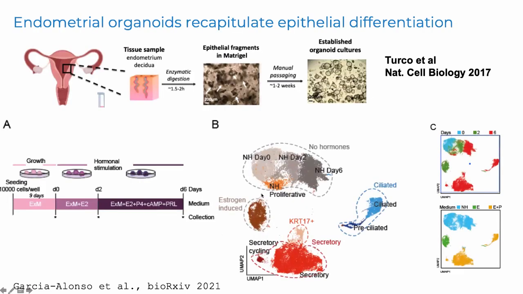So we wanted to really validate our findings and understand how this disbalance between Wnt and Notch can affect epithelial cell differentiation. And to do that, we use endometrial organoids, together with Margarita Turco from Cambridge University. And what is quite nice about these organoids is that you derive them from primary tissue, and then once you have established them, you can stimulate them with hormones, with estrogen and progesterone, and they behave in theory as the in vivo epithelial cells in the endometrium.